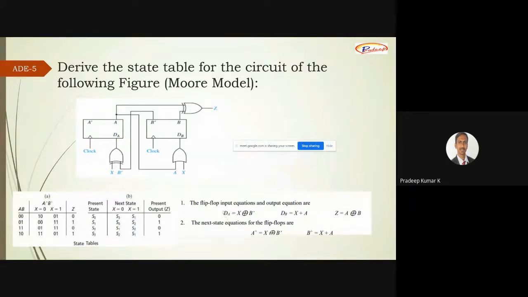So this will be DA, meaning the signal will be present over here. Then based on the present input and the clock, we are going to decide the next state. That is what your Moore model is.